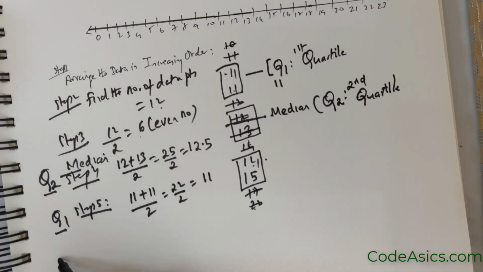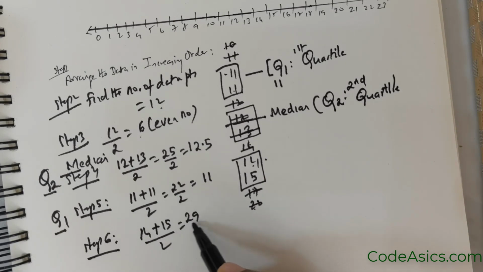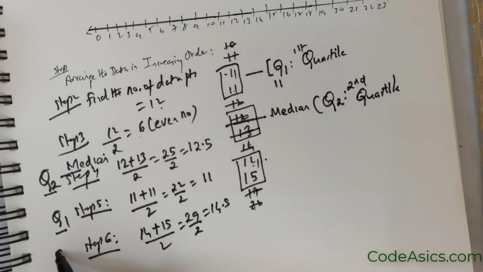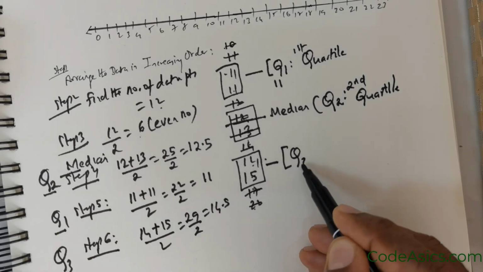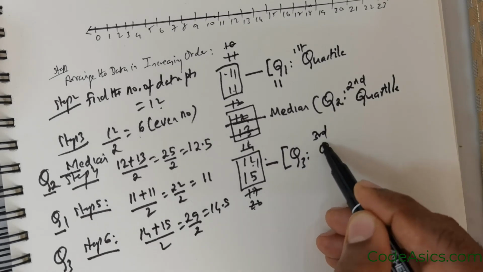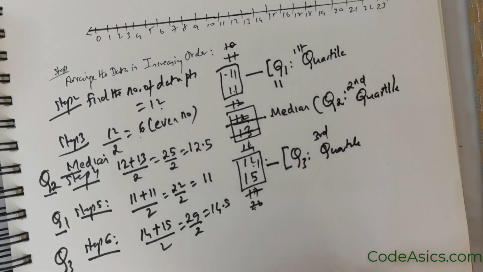So this is the next step, step number 6. The values that you got, 14 and 15, you divide by 2. This is 29 divided by 2. So that is going to give you 14.5, and you call it Q3. So this is called Q3. This is the third quartile. Right? So I have got the quartiles.